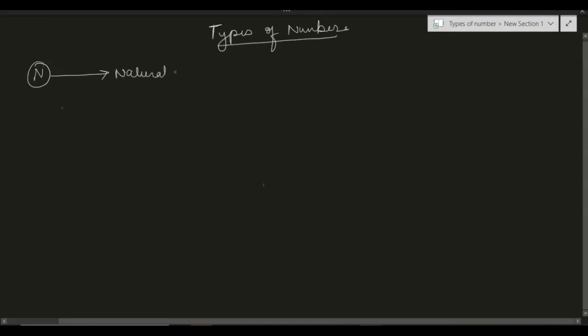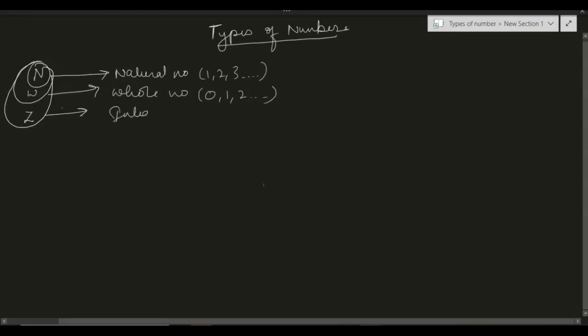Very first number is the natural number denoted by N, and it includes all those numbers like 1, 2, 3 which we use for everyday counting. Next is the whole number denoted by W, and the whole number again includes all those natural numbers and the number 0. And next to this are the integers, which are all those numbers which have negative and positive numbers. It is denoted by letter Z, and the examples can be any negative number or positive number. You can take examples like -5, 0, or 1, 2, etc.